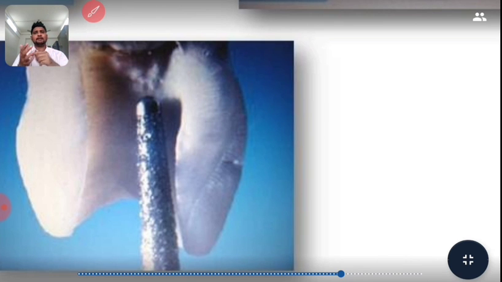Every time the cavity is not going to be trapezoidal, every time it's not going to be triangular. Sometimes you are working on an 8, sometimes you are working on a weird anatomical tooth. So just take your guidance from the chamber, and once you take your guidance from the chamber, your openings are always going to follow the anatomy.